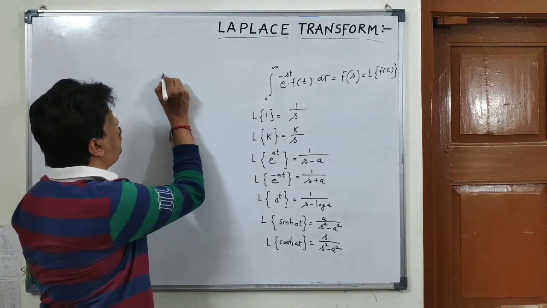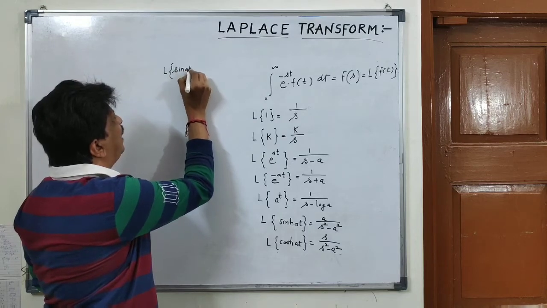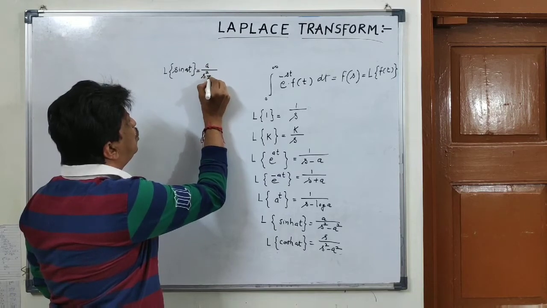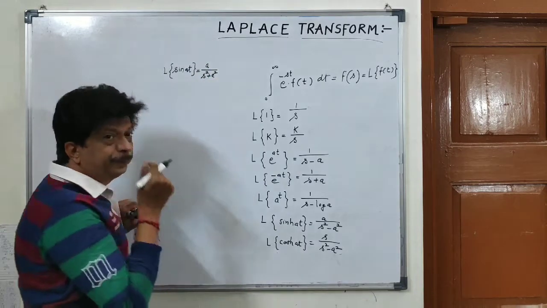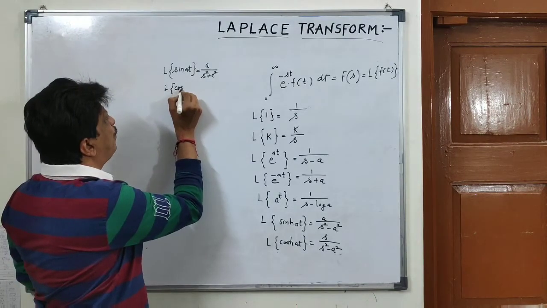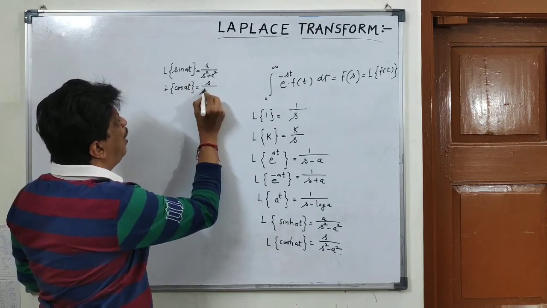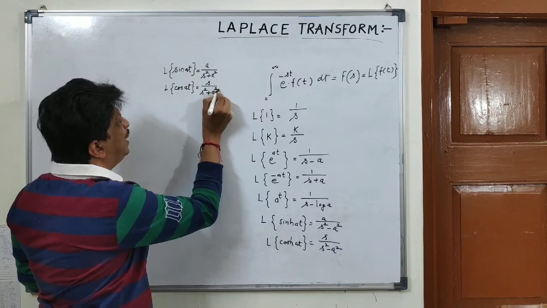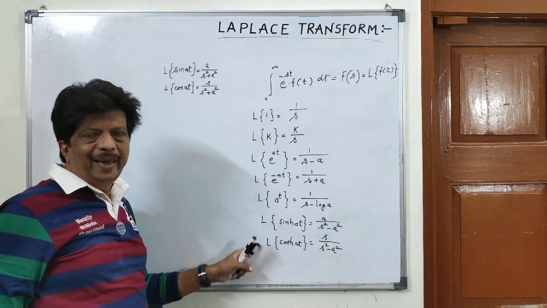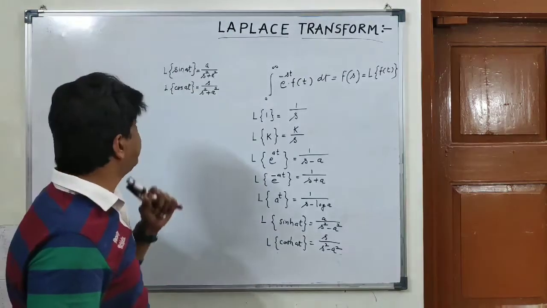Laplace transform of sine of at is equal to a upon s square plus a square. Whereas Laplace transform of cos of at is equal to s upon s square plus a square. There is very little difference between the Laplace transforms of these hyperbolic functions and the trigonometric functions.